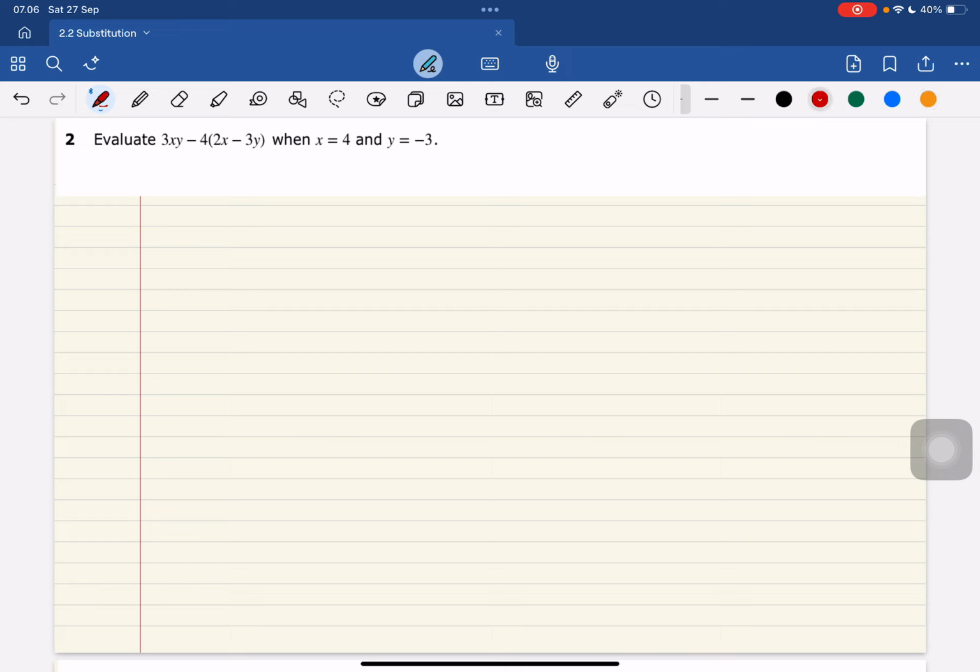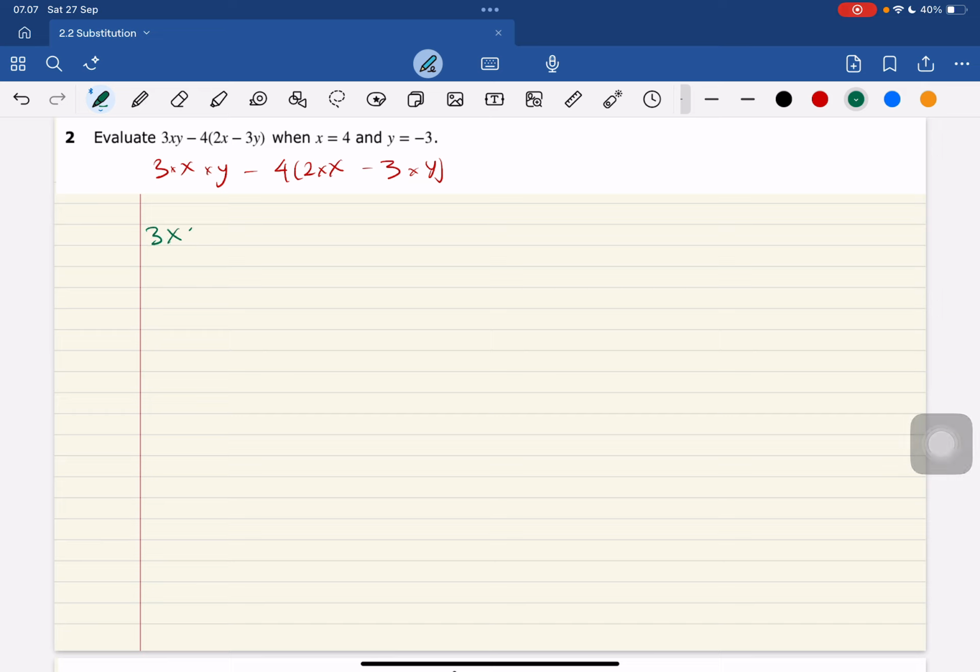Next, we have to evaluate 3xy minus 4. Okay, remember, we still need to use the order of operations. So this means 3 multiplied by x, and multiplied again by y, minus 4, 2 multiplied by x, minus 3 multiplied by y. Let us substitute it. So 3 multiplied by 4, then multiplied again by minus 3, minus 4, this is 2 multiplied by 4 and minus 3 multiplied by minus 3. Okay, let us finish the bracket.